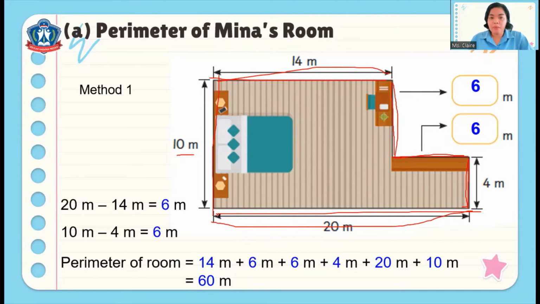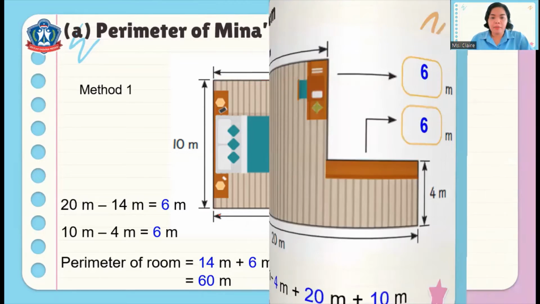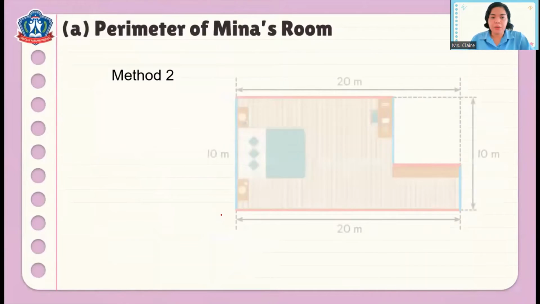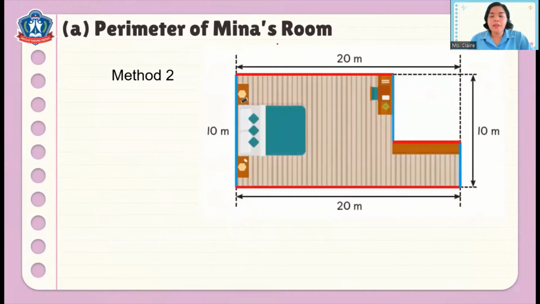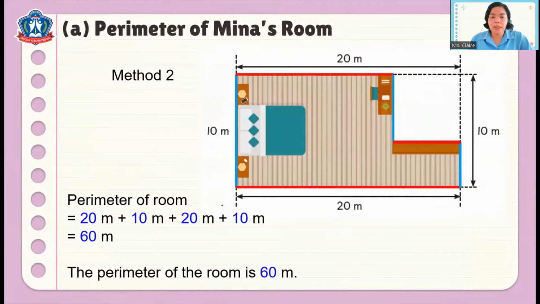So there is another method on how to find the perimeter. I have here method 2. Take a look here. If we are going to complete this floor plan, it looks like one big rectangle. So we have 10, then we have 20. So the perimeter is 20 plus 10 plus 20 plus 10.